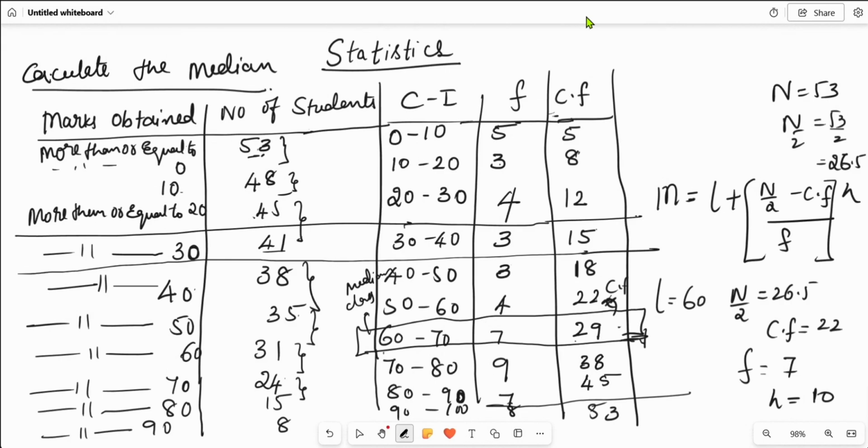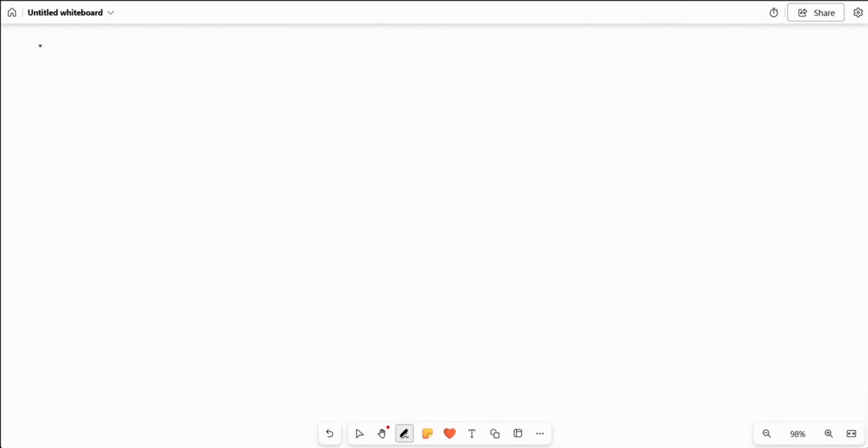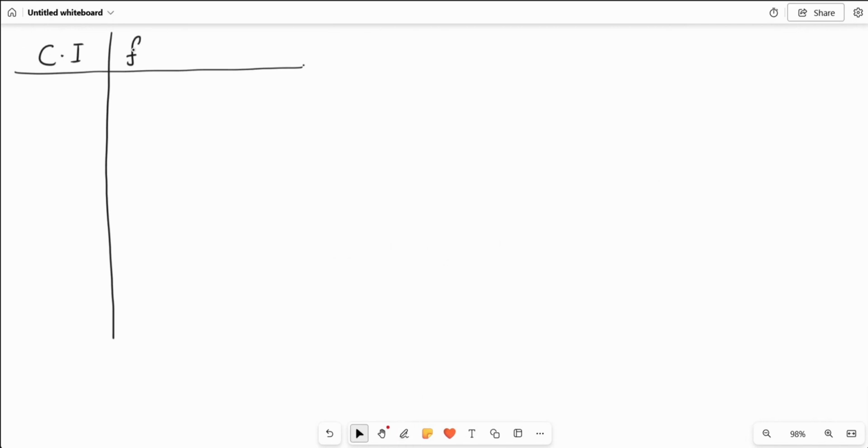Modal class. You should leave the CF column. Don't worry about that, only the frequency column. The highest frequency which is there, that is the modal. Mean method. So, class interval, you have the frequency. Now the CF column is useful only for the median. No need for mode and mean. You have to forget that column for mean and median. So take the frequency now.